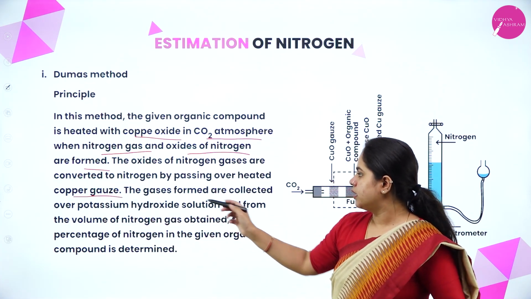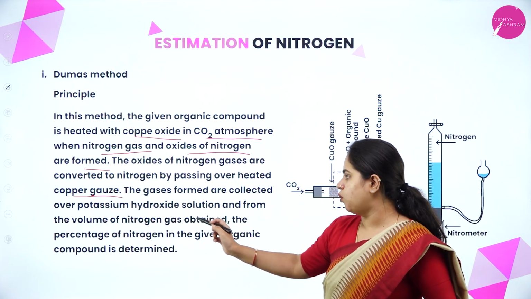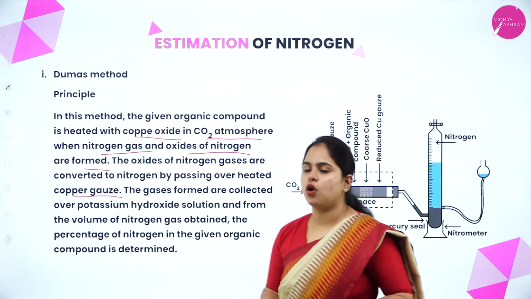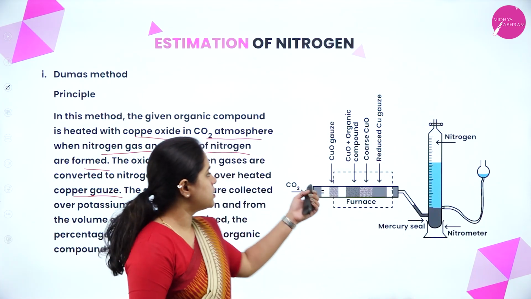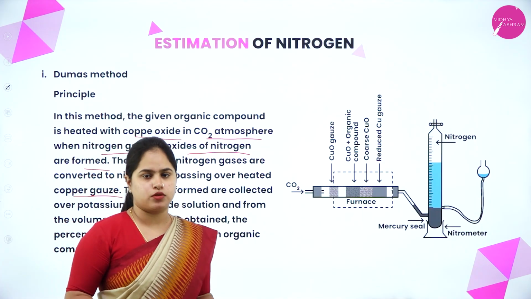Now, the gases formed are collected over potassium hydroxide solution, and from the volume of nitrogen gas obtained, the percentage of nitrogen in the given organic compound can be determined. So, this is the apparatus that you can see. Before discussing the apparatus, let us see the procedure.